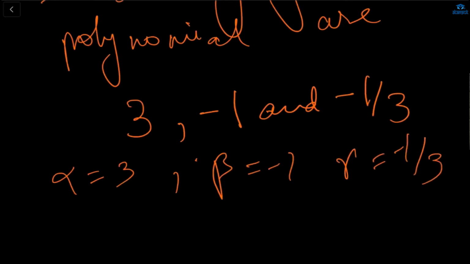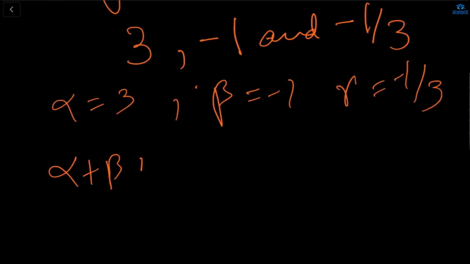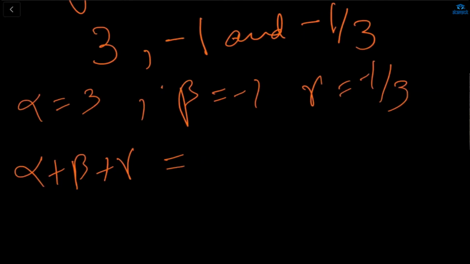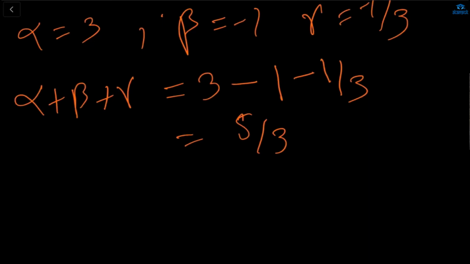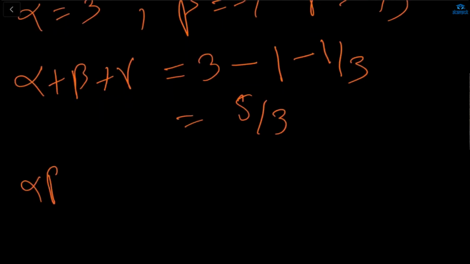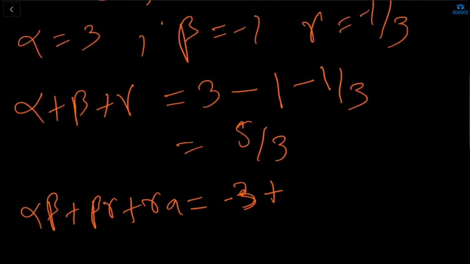So you need to find out alpha plus beta plus gamma. That will be what? You need to add up all the three, so it will be 3 minus 1 minus 1 by 3. So at the end, what did you get? You get a fractional value, that is 5 by 3. Now you need to find out alpha beta plus beta gamma plus gamma alpha. That will be minus 3 plus 1 by 3.